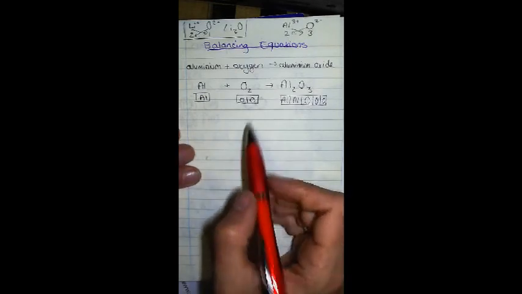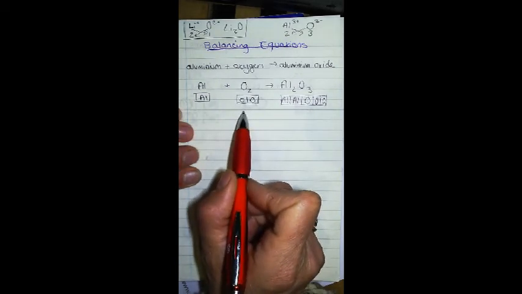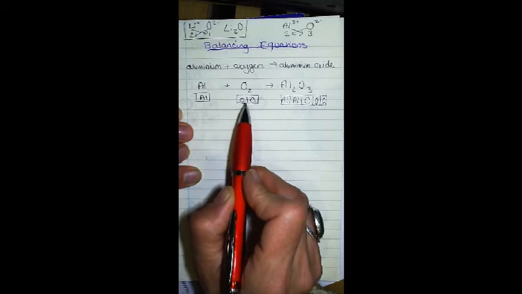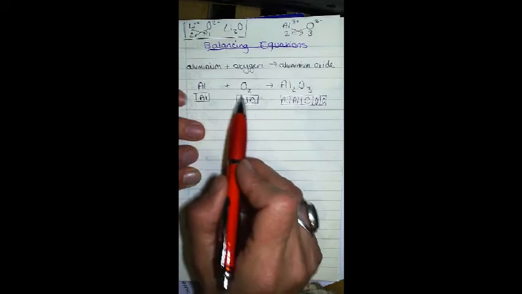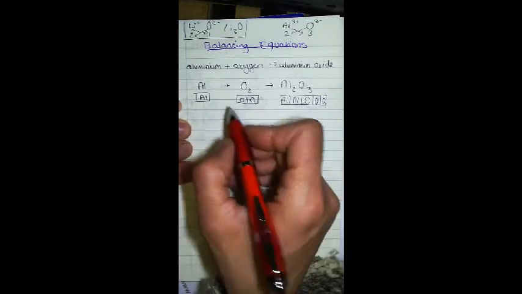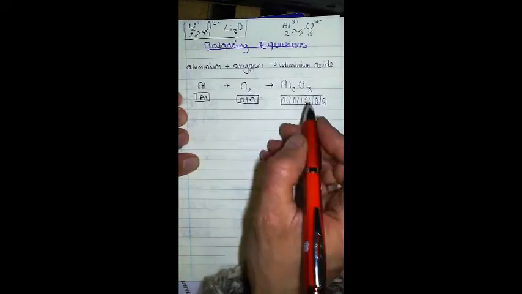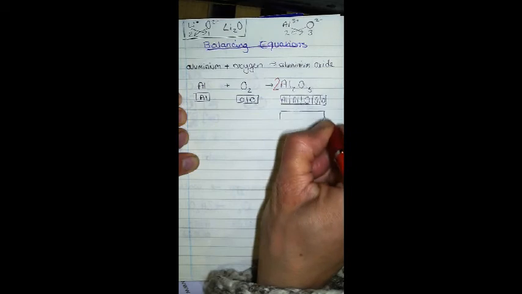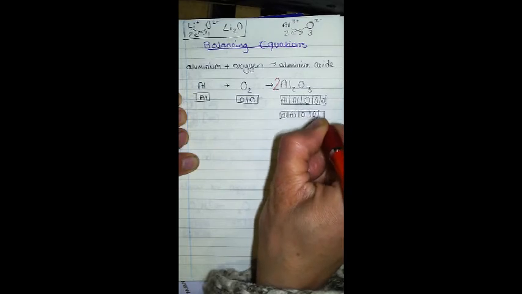Now the thing is that I could put a 2 here and give myself another oxygen. But that's going to give me 4 oxygens. 4 is not very helpful because I've got 3. I can't make this 3. I can't split this, alright? So actually what I'm going to do is make this even bigger first. I'm going to put a 2 in here. That gives me a whole other one of these. Aluminium, aluminium, O, O, O.